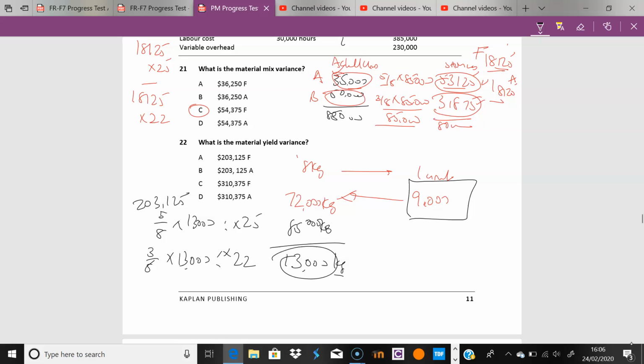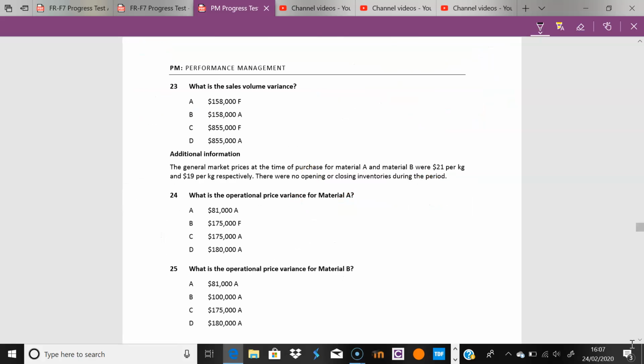And I do the same thing here. They're both adverse. So I can already, well, I should actually do the full thing. And then I have here 3 divided by 8 times 13,000 times 22. And that's 107,250. Add the two of them together and you get 310,375 adverse. And that's that.